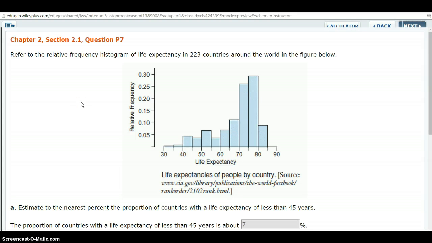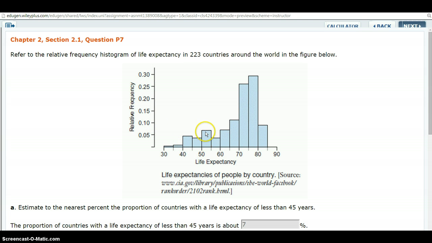Okay, this is section 2.1, question P7, and we have a relative frequency histogram here of life expectancy in 223 countries around the world. So the first thing I want to do, before I even jump to the questions, is get a handle on what is going on here. Here I have a relative frequency, so I know, similar to the last video on P6, that this is the proportion of the total population that the data falls in.